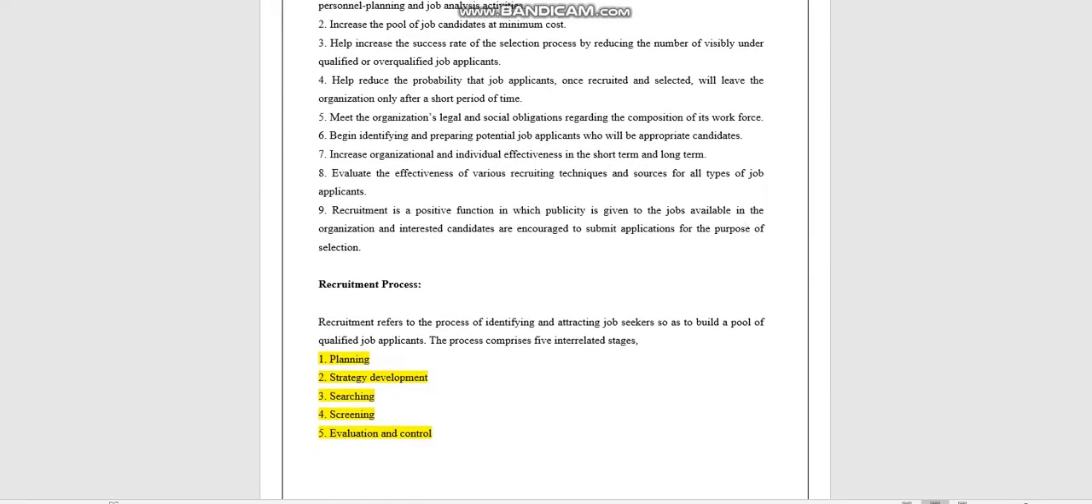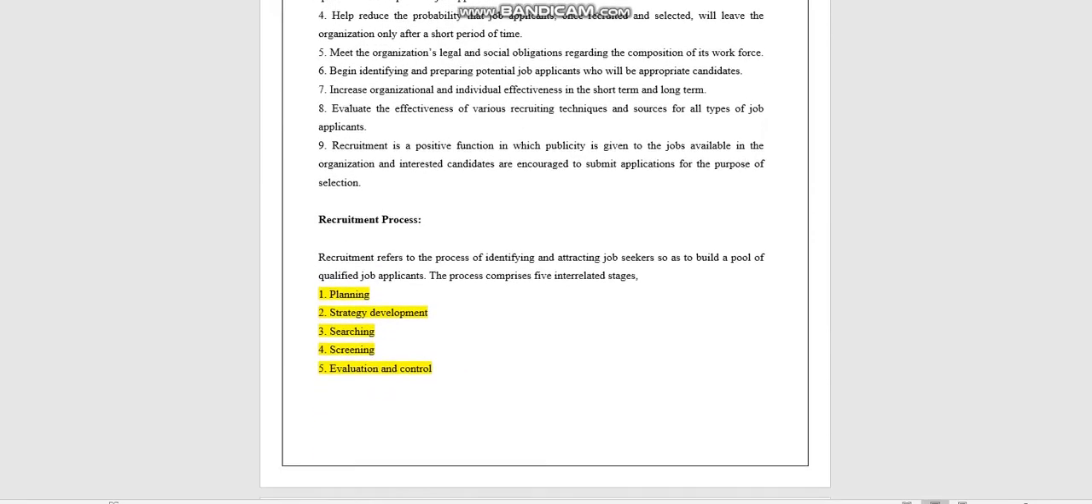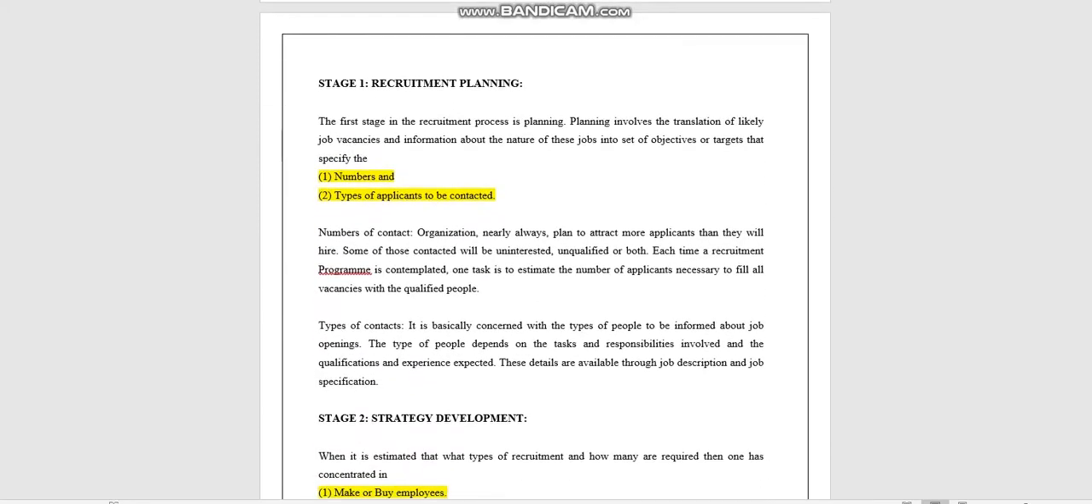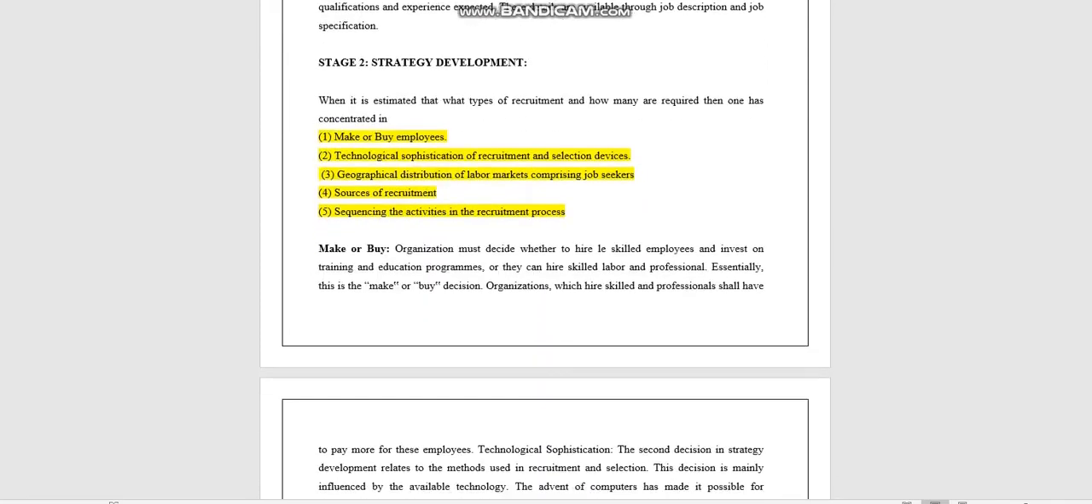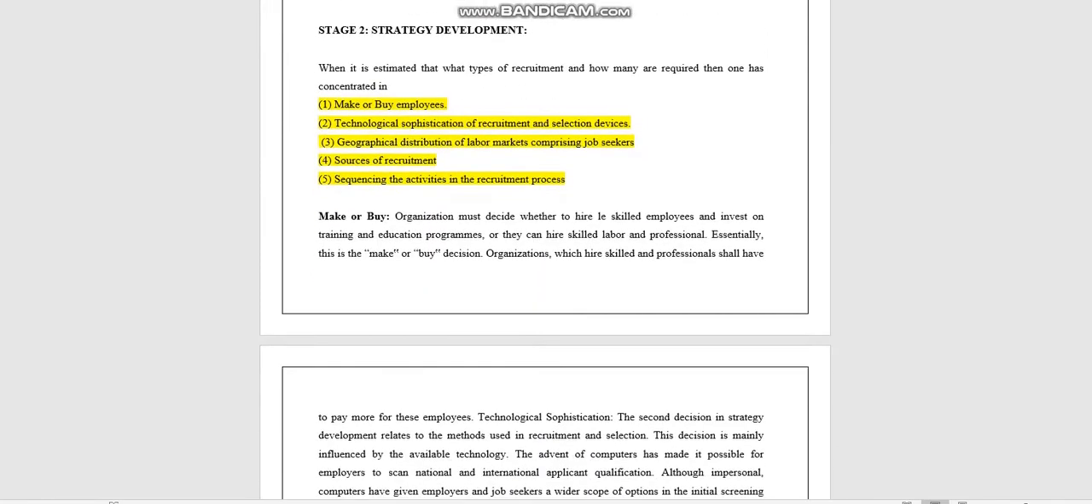So in this recruitment I have 5 stages of recruitment process. So first stage is called as a planning stage. In this planning stage I am going to mention how many employees I am going to recruit for that particular position. And next I am moving on with second stage called as strategy development. So in this I am going to mention where I wanted to recruit the candidate, whom I wanted to recruit. So these are the 2 steps that I am taking in this strategy development phase.